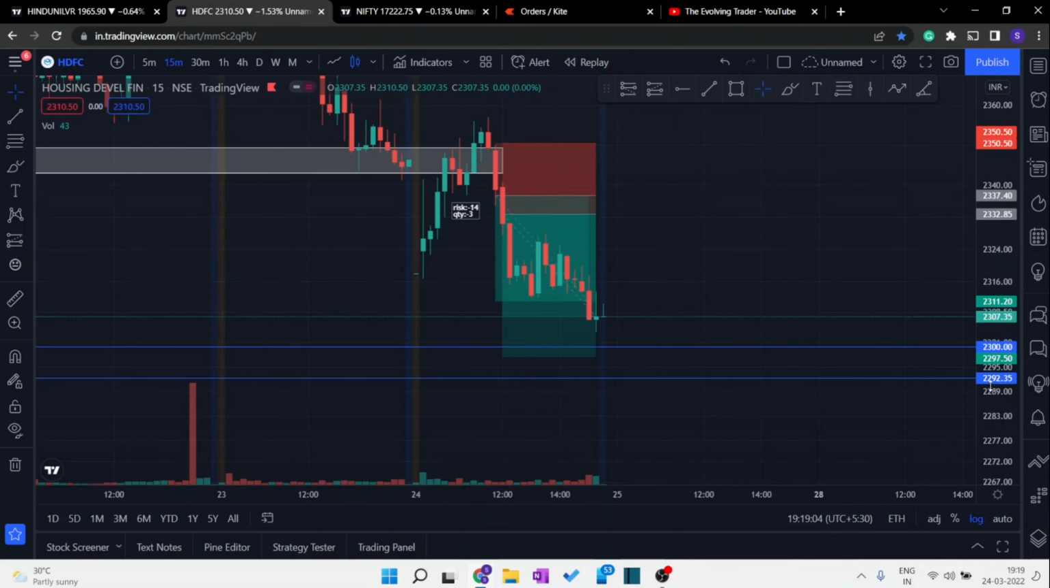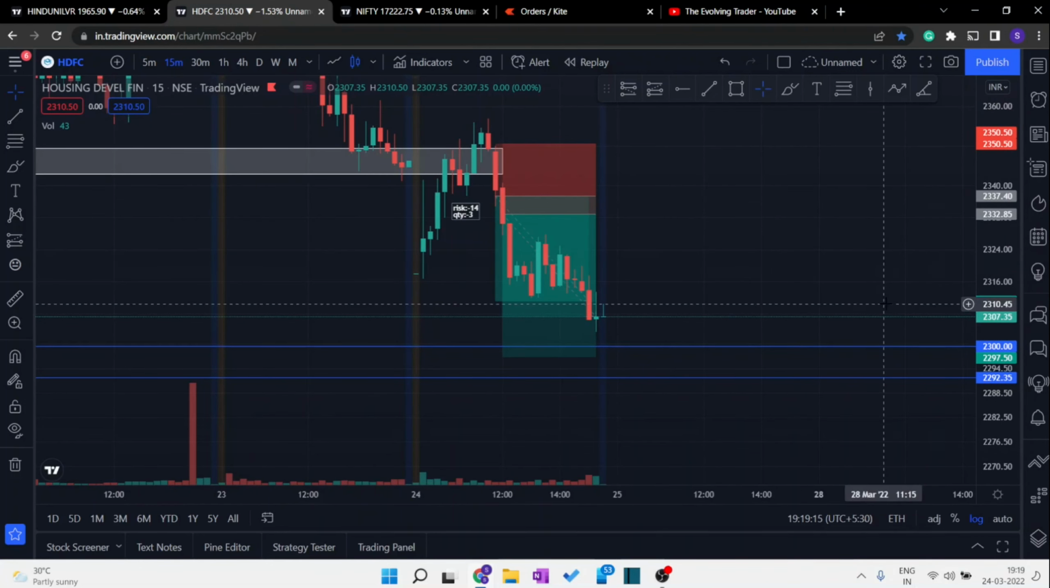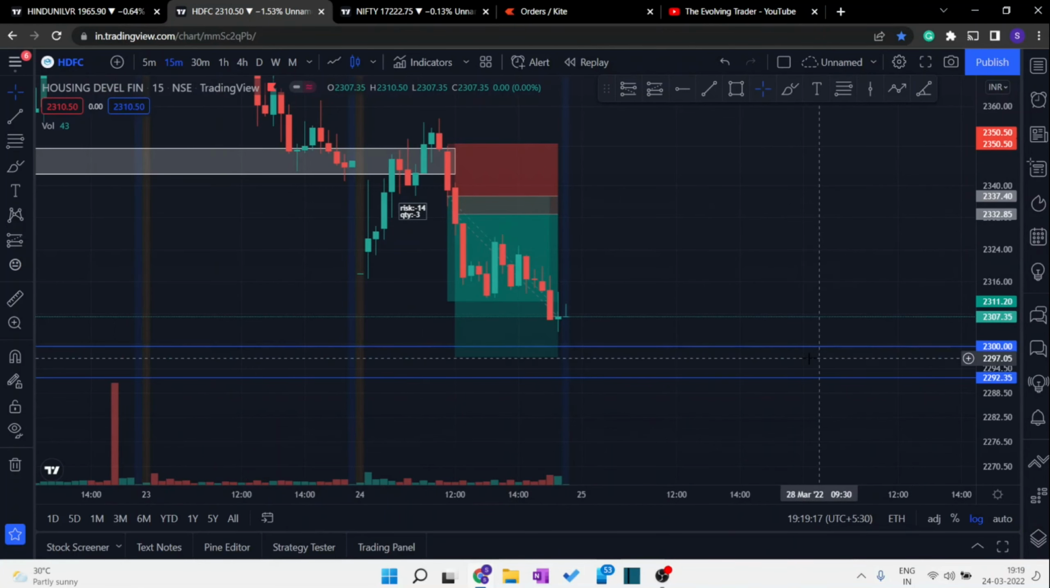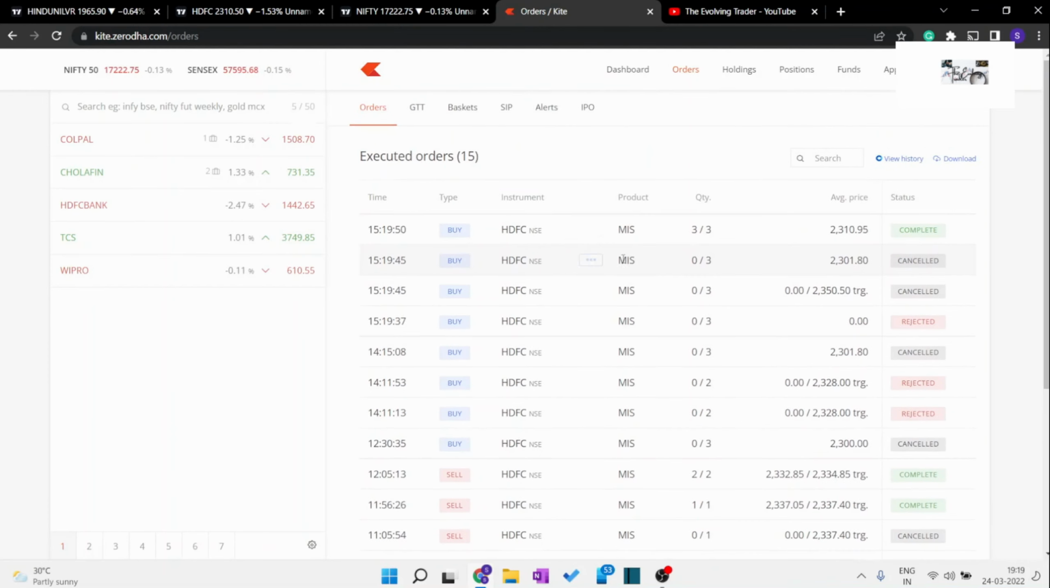But as you all know, after 320 the platform automatically exits our quantities and charges 50 rupees, and I have a small account size, so I can't afford that. I didn't wait for my target. I had no option. I exited my quantities at the price I got them. So I'll show you, these are all rejected.